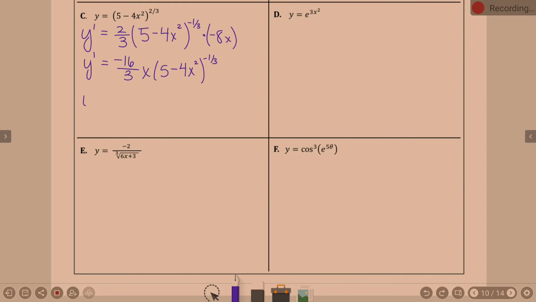So now, okay, let's see. Fraction bar. I know I need a fraction bar, yes? That 5 minus 4x squared to the negative 1/3 is going to the denominator as positive 1/3. Positive 1/3 is a cube root. So in the denominator is the cube root of 5 minus 4x squared.